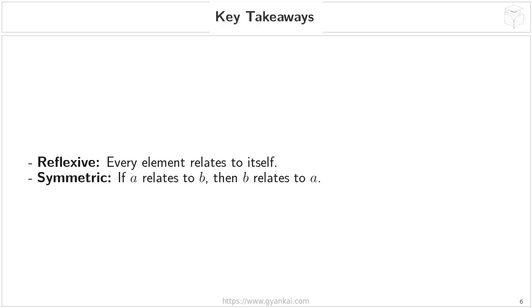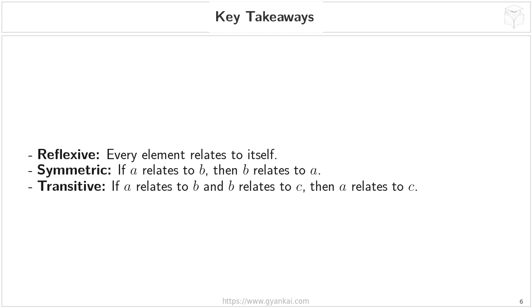Next, we have symmetric relations. This one deals with pairs. If we find that a is related to b, meaning the ordered pair (a, b) is in the relation, then a symmetric relation requires that b is also related to a. So, (b, a) must also be in the relation. It's a two-way street. The relationship goes in both directions.